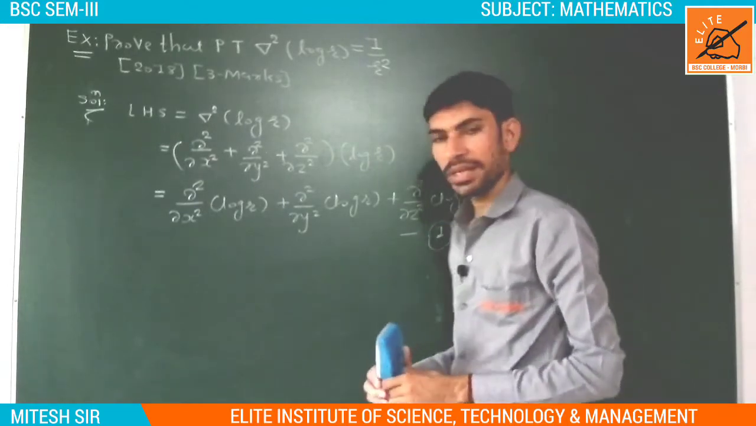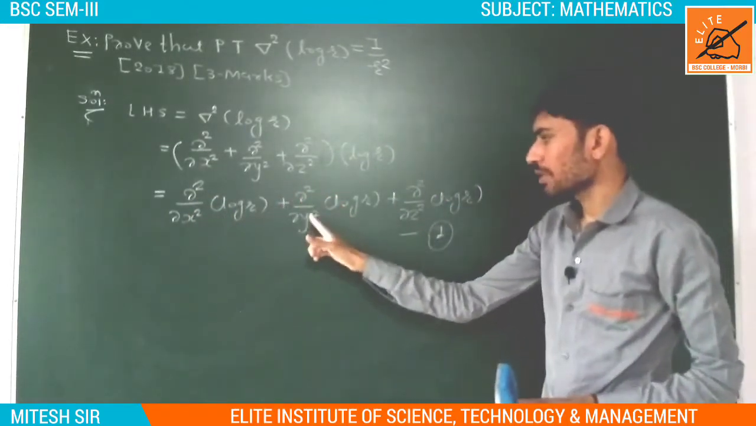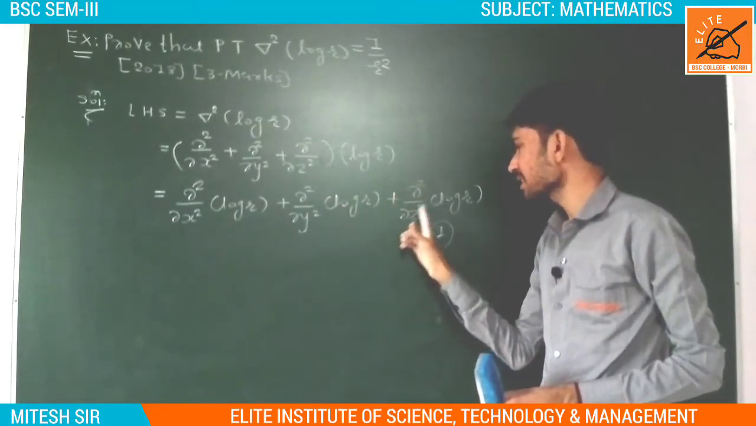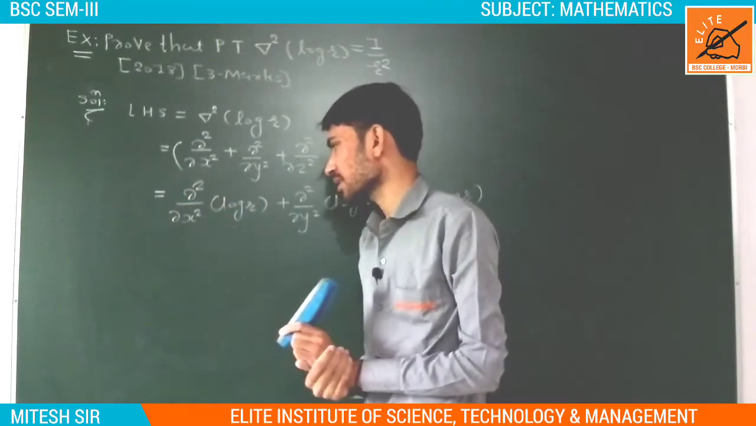Friends, we have to find three values: del square upon del x square of log r, del square upon del y square of log r, plus del square upon del z square of log r. So first of all, here we find the value of del square upon del x square of log r.